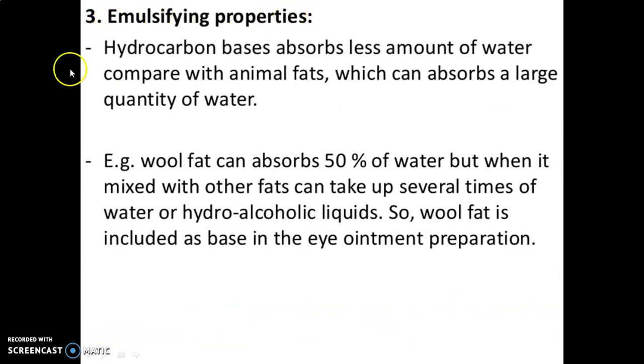Then emulsifying properties. Hydrocarbon bases absorb a lesser amount of water compared with animal fats, which can absorb a large quantity of water. For example, wool fat can absorb 50% of water, but when mixed with other fats it can take up several times its weight of water or hydroalcoholic liquids, so wool fat is included as a base in eye ointment preparations.